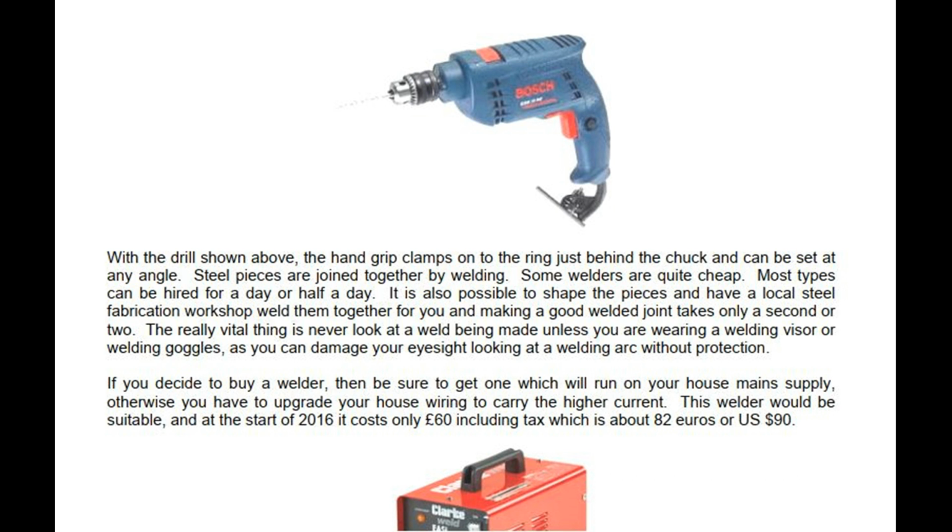With the drill shown above, the hand grip clamps onto the ring just behind the chuck and can be set at any angle. Steel pieces are joined together by welding. Some welders are quite cheap. Most types can be hired for a day or half a day. It is also possible to shape the pieces and have a local steel fabrication workshop weld them together for you, and making a good welded joint takes only a second or two.